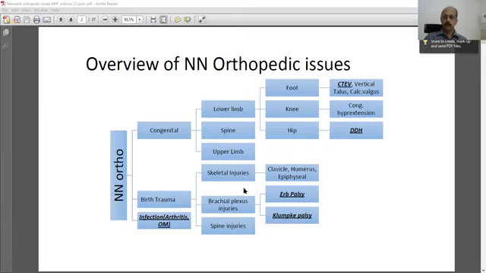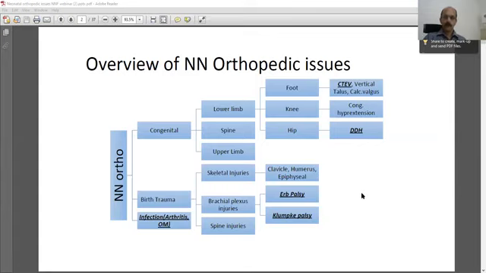Skeletal injuries would be fractures of the upper limb mainly, clavicle, humerus, and epiphyseal fractures. Lower limb bones are quite strong so as to not get fractured during routine delivery. And infection would be mainly osteoarticular infections of neonates. I would be focusing mainly on DDH and osteoarticular infections, and to a small extent on a few other issues.